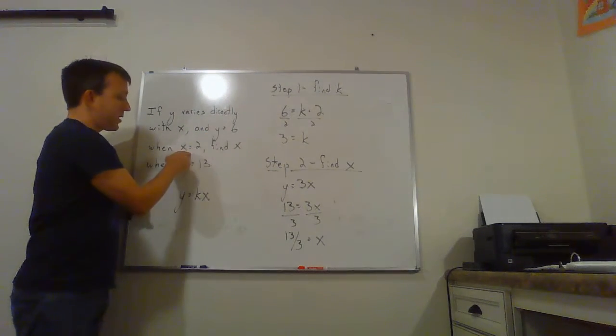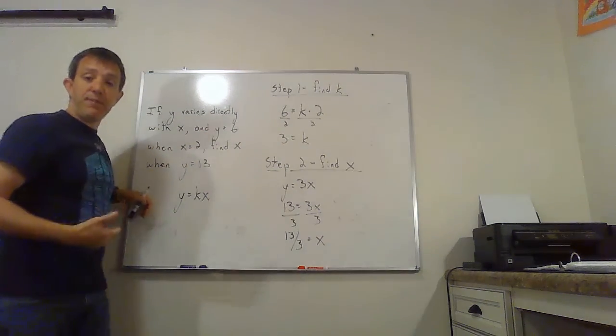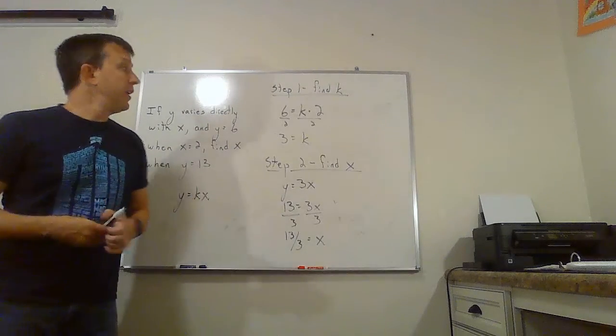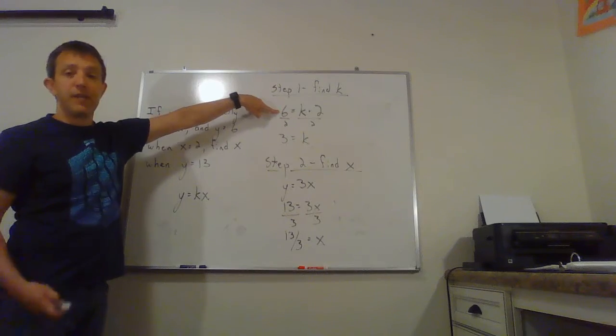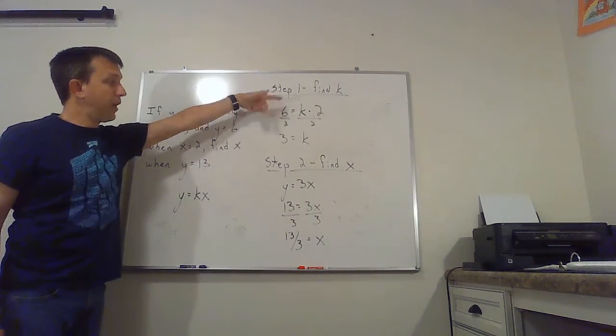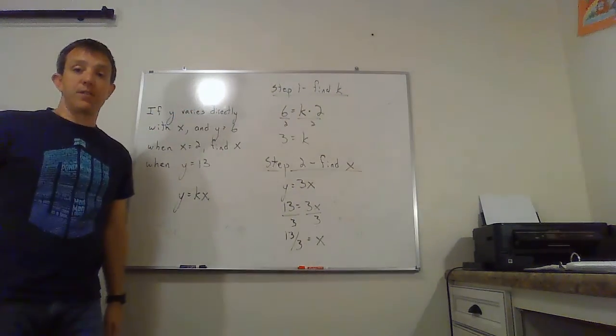I know that y is 6 when x is 2. That's the first half of the information. I have both x and y. And so what I do is I take that 6 and 2 and I plug it in, giving me 6 is equal to k times 2. I divide by 2, and now I know that k is 3.